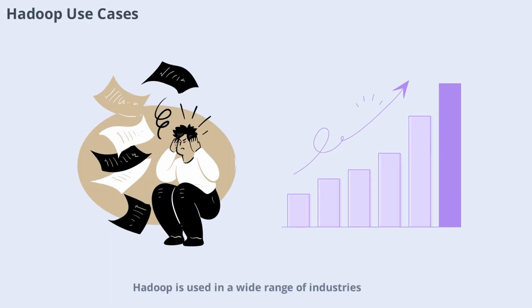Hadoop is used in a wide range of industries. From analyzing customer behavior in retail to processing sensor data in manufacturing, Hadoop's flexibility makes it invaluable. It's also used in healthcare for genomics research, in finance for fraud detection, and in media for content recommendation systems.